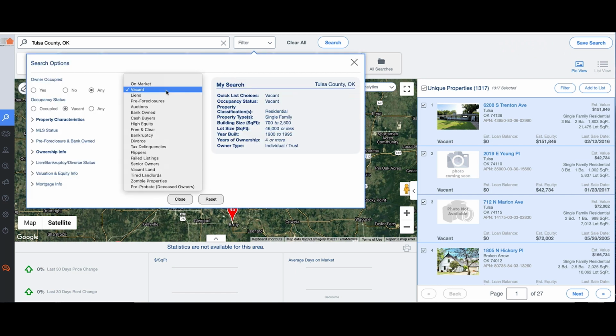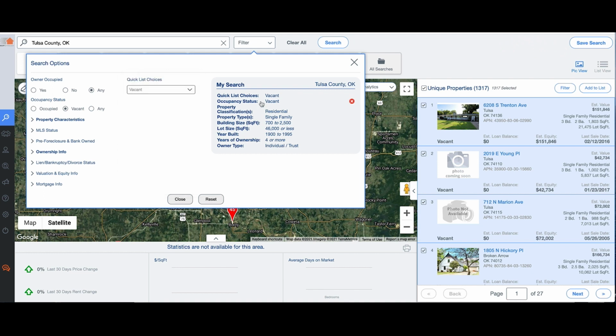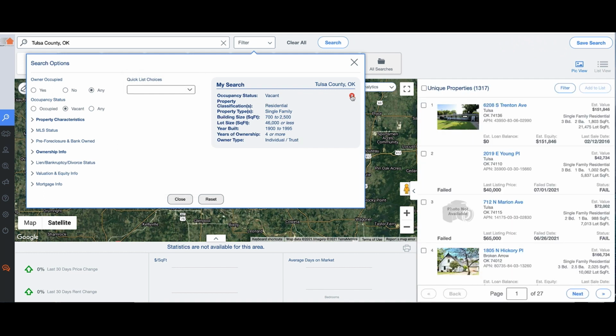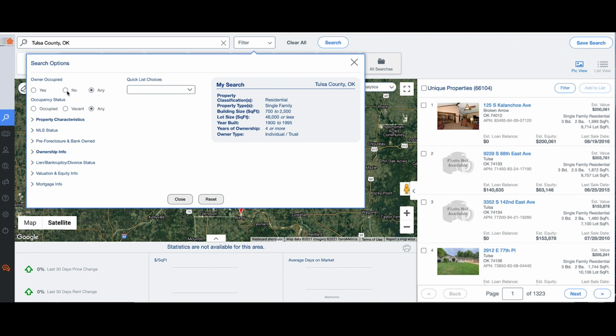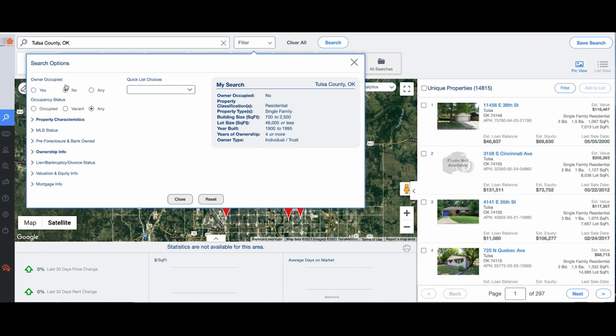The next list that I really like would be the more of a tired landlord and absentee owner. So I'm going to remove that and I'm just going to say owner occupied no. So it was that simple. All the filters stayed the same, and I just did owner occupied. I made sure this was blank. I look at this to double check, and now we have 14,000 possible tired landlords. So this is how you pull a motivated seller list in Propstream.